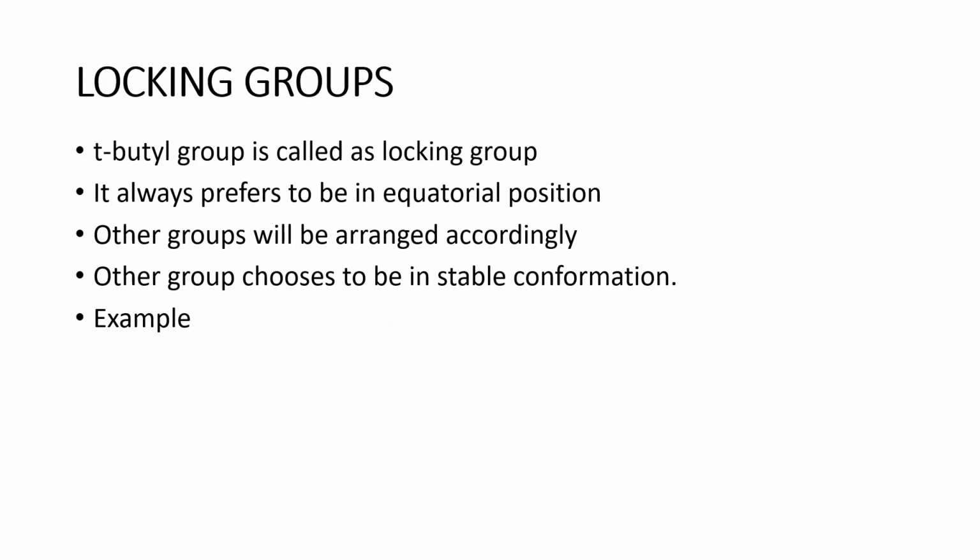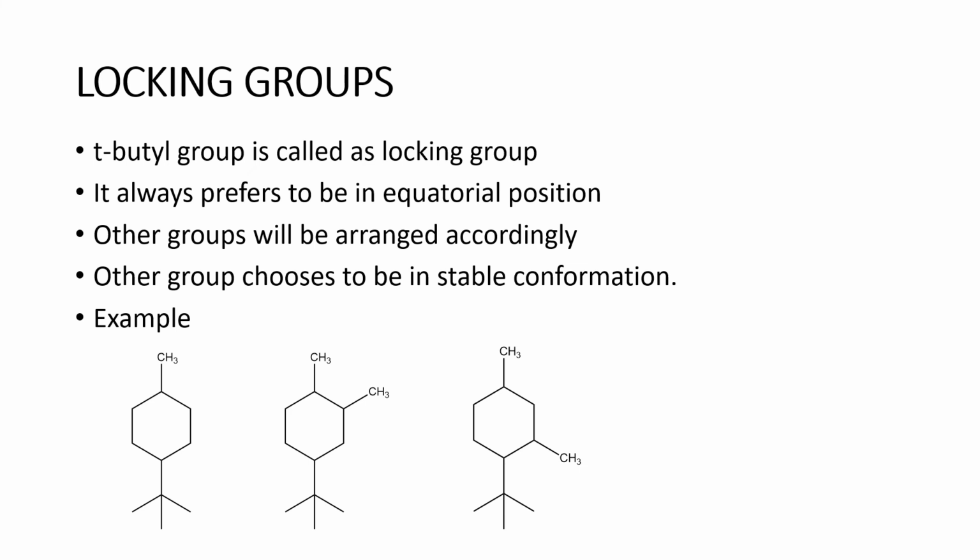Okay. So next is the locking groups. What is meant by a locking group? Already I have said that whenever there is a bulky group present on the axial position, it will have steric hindrance. Therefore, bulky groups like the tertiary butyl group will always take the equatorial position. So what is the use, or what are the demerits, of these locking groups? Because of the presence of the locking group, it always takes the equatorial position. Then you have to arrange the remaining groups according to this one.